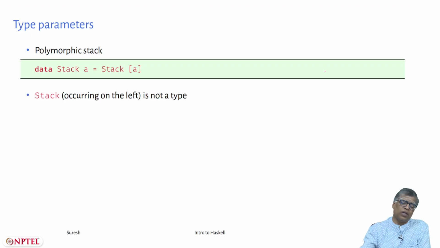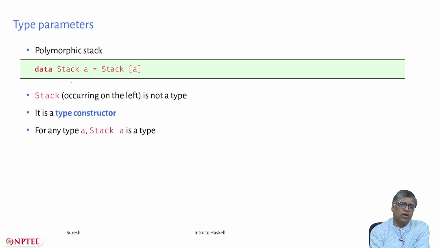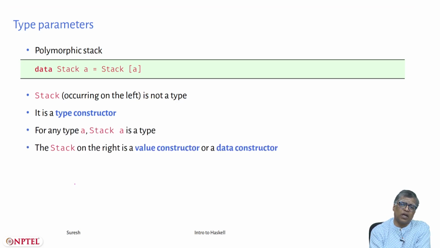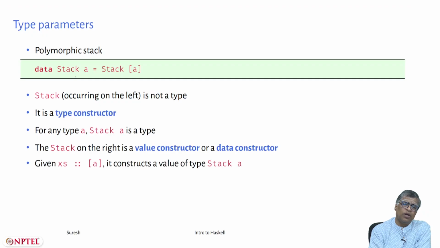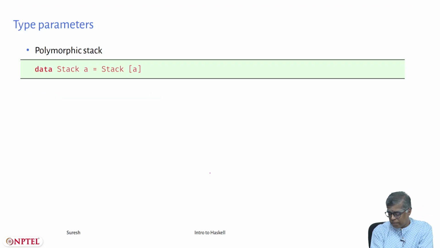Yeah. So, just to recall, the stack occurring on the left is not a type, it is a type constructor, and for any type A, stack A is a type, and the stack on the right is a value constructor or a data constructor. Given xs of type list A, stack of xs is of type stack A.